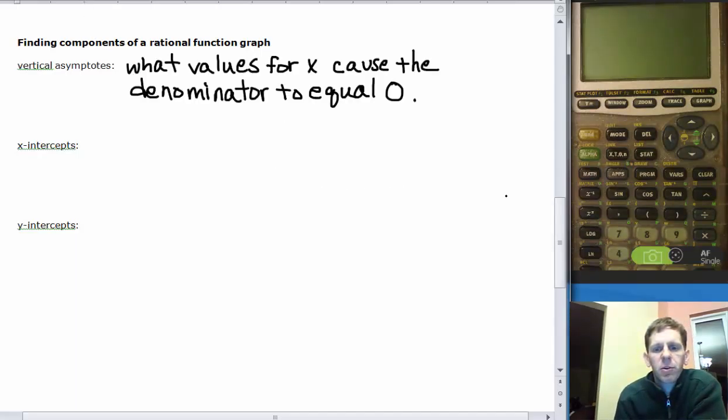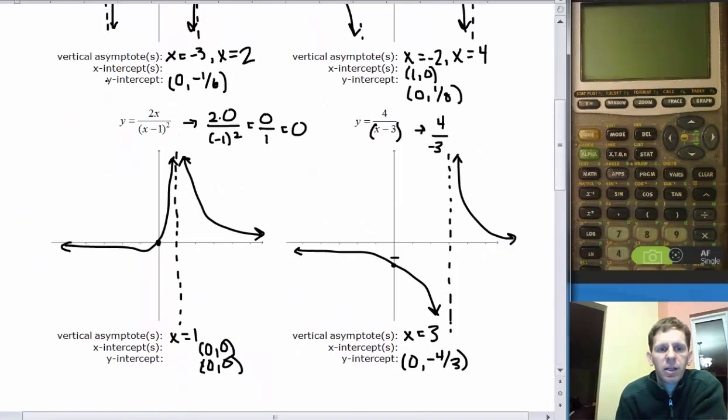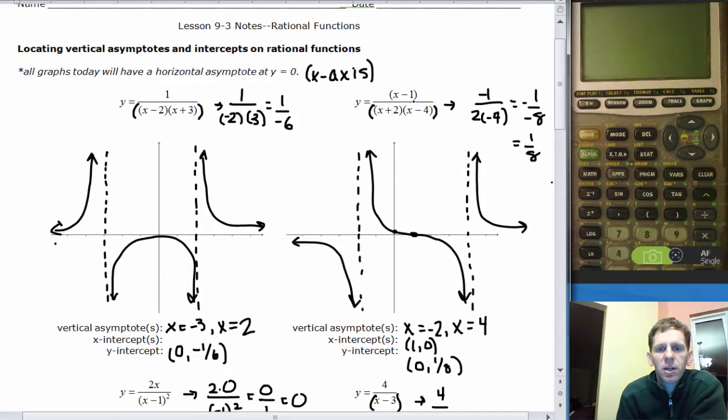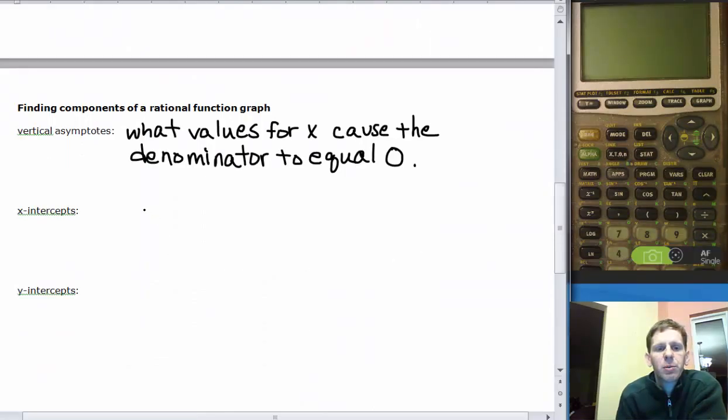The x-intercepts of your graph are values that would cause your numerator to equal 0. So again, in the previous example that we looked at here, if we plug in 0 for x, we end up with 0 in the numerator. If you look at some of our first examples, up here, what would cause this x to equal 0? Well, plugging in 1 for x, so 1 was your x-intercept.